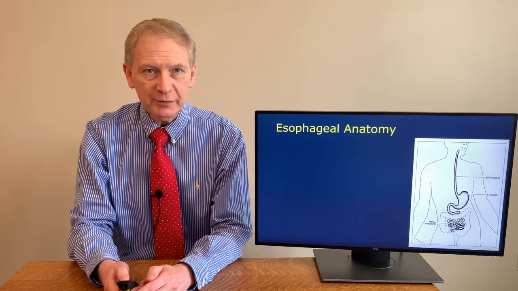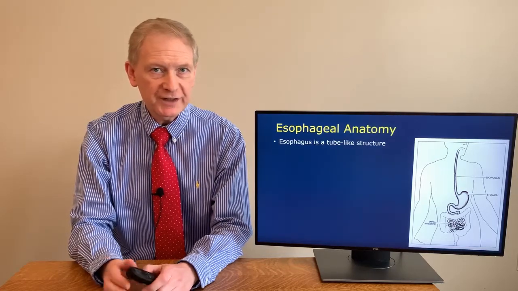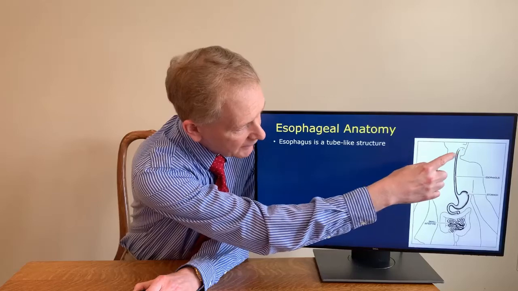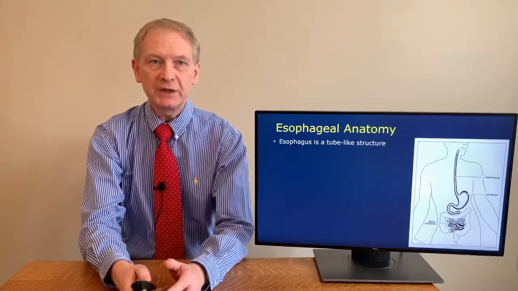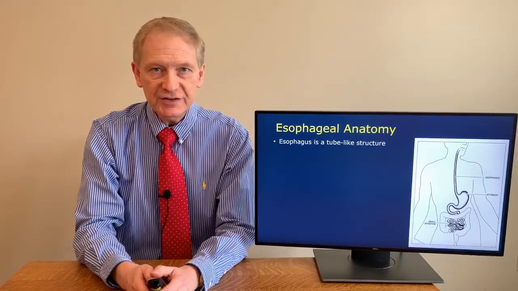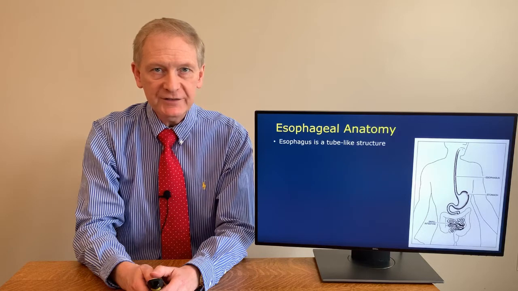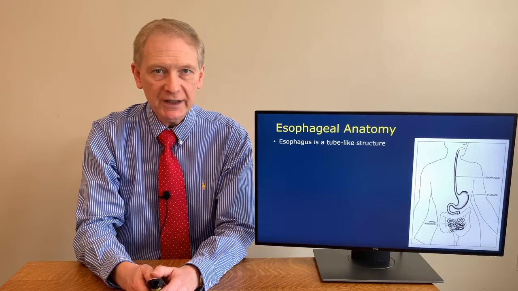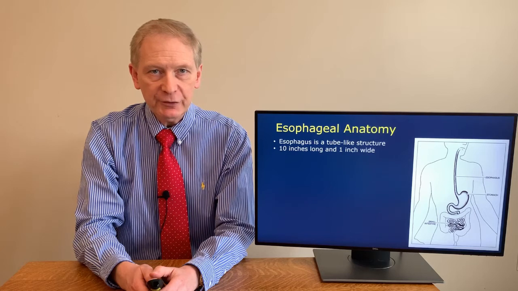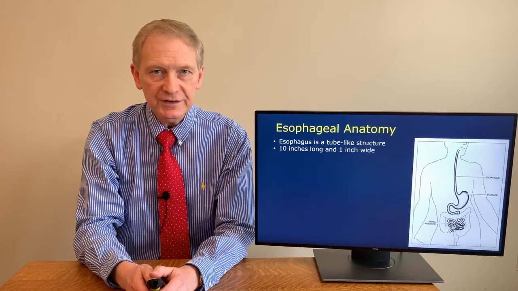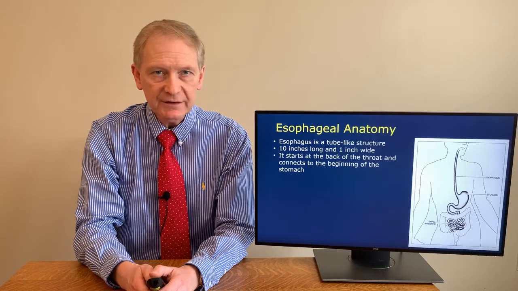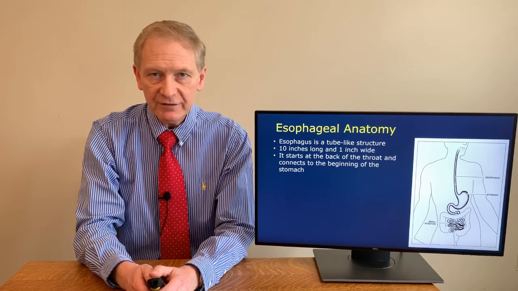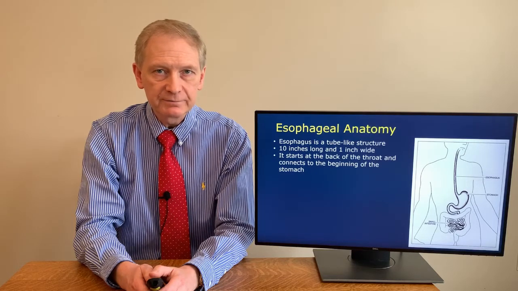This is the esophageal anatomy. When we eat, food is transported from the mouth all the way down here into the stomach. And this section here is the esophagus. It's a tube-like structure. It's approximately 10 inches long and 1 inch wide, or in metric 25 centimeters long and 2.5 centimeters wide. It connects the back of the throat and then subsequently connects to the stomach, as you can see on this picture. The esophagus is made of tissue and muscle layers that expand and contract to move the food all the way down into the stomach through a series of wave-like movements which we call peristalsis.